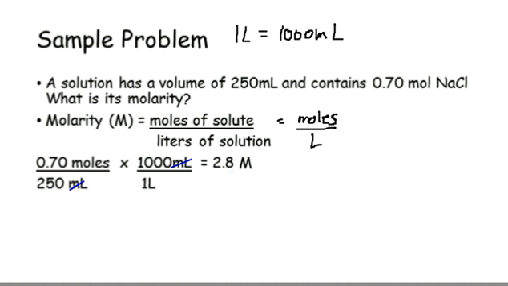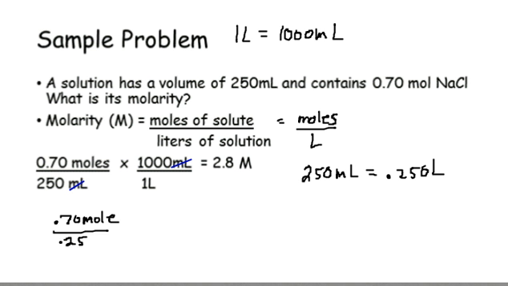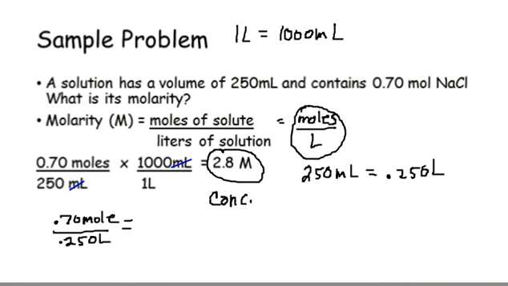Another way you can do this, you can figure out 250 milliliters is equal to 0.250 liters. Then you could just divide 0.70 moles by 0.250 liters. And that should give us the same answer, and it does. And this would be the molarity, the concentration. And you have to remember moles per liter.